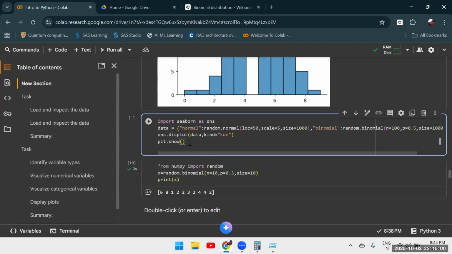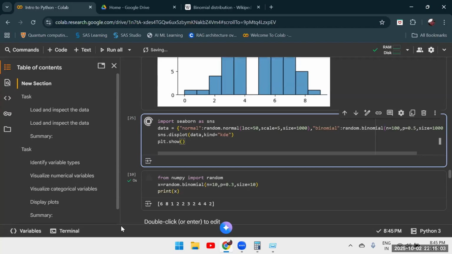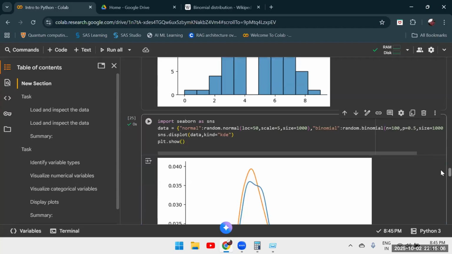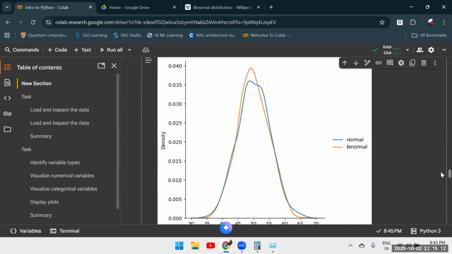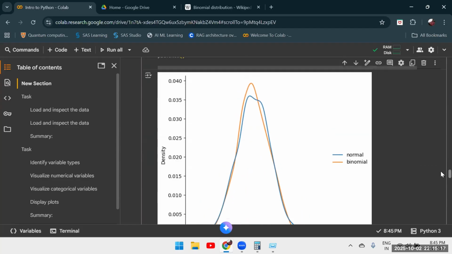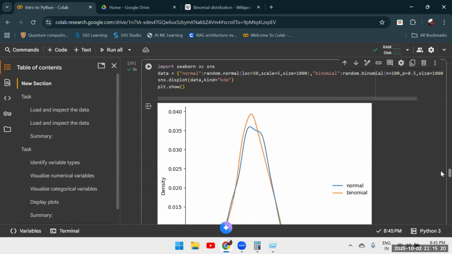Now we'll see a difference between both of these curves. You see there? The blue one is a normal distribution. The orange one is a binomial distribution. I have told a curve to be generated here. As you can see, a normal distribution mostly represents continuous values. However, binomial distribution is mostly with a discrete number of values.